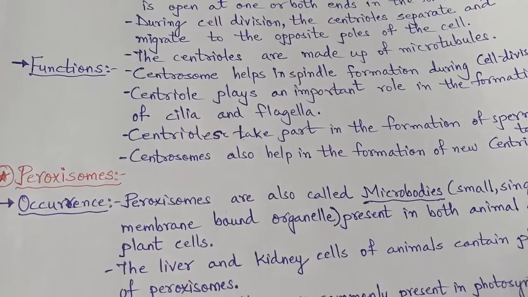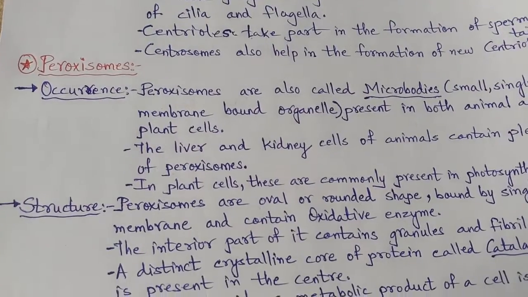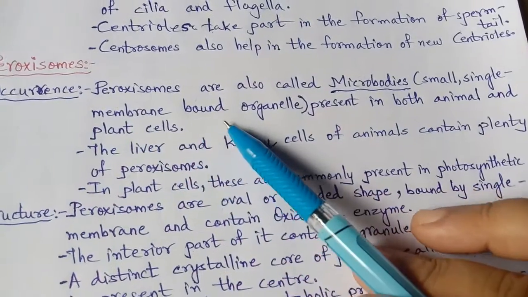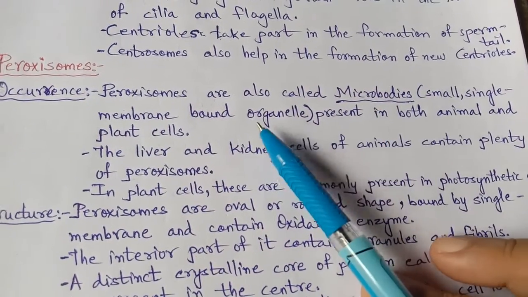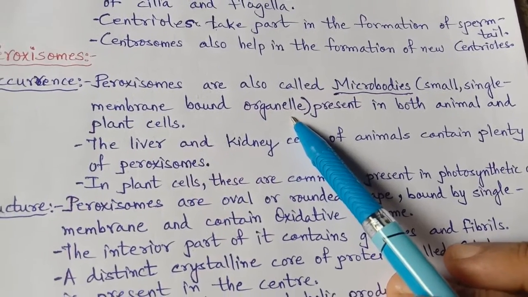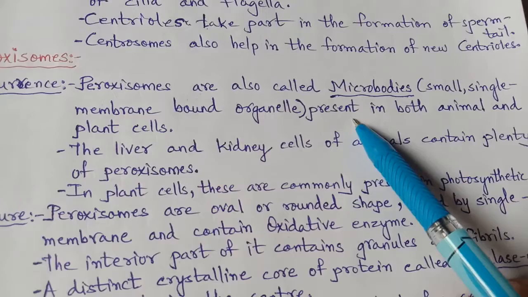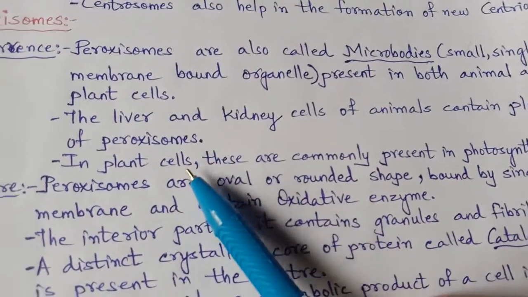So this is about the centrosomes. The last organelle is about peroxisomes. Peroxisomes are also called microbodies, small and single membrane bound organelles. They have a covering, not double but only one membrane. Microbody means small, present in both animal and plant cells.